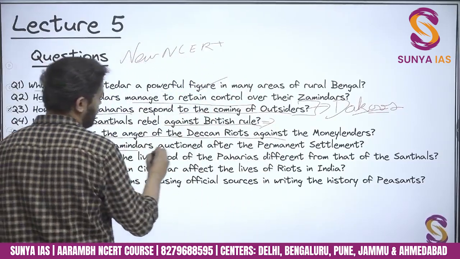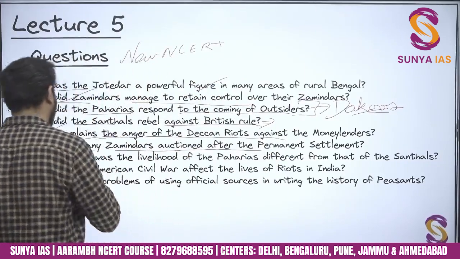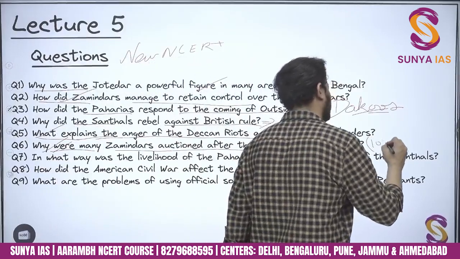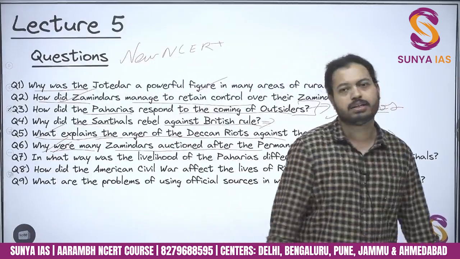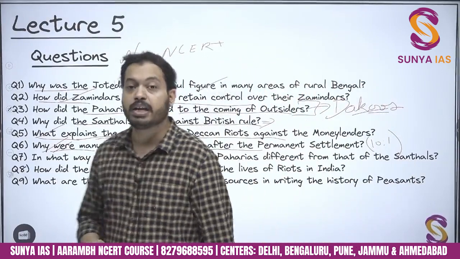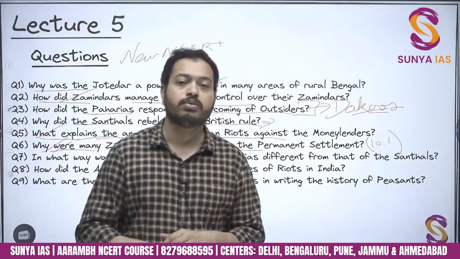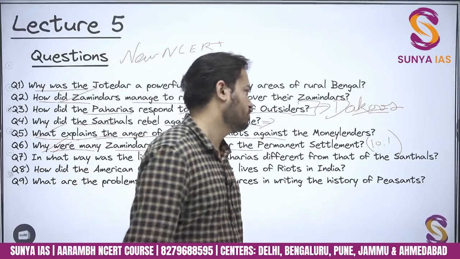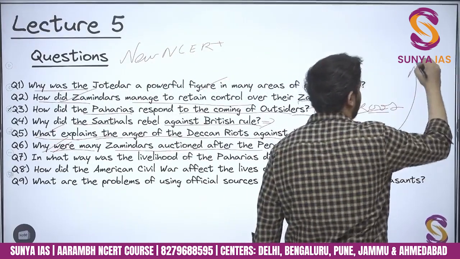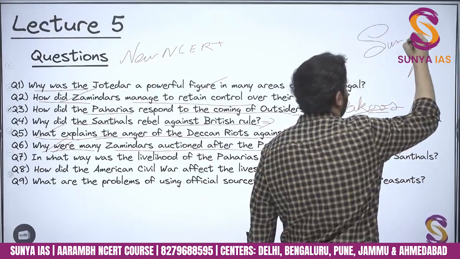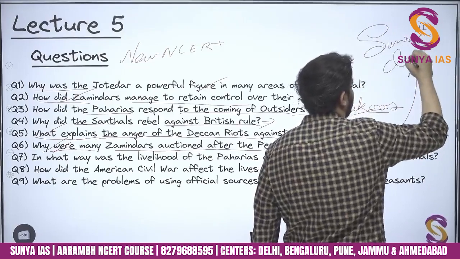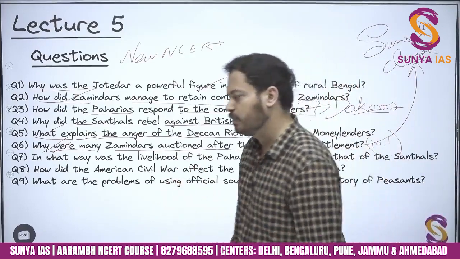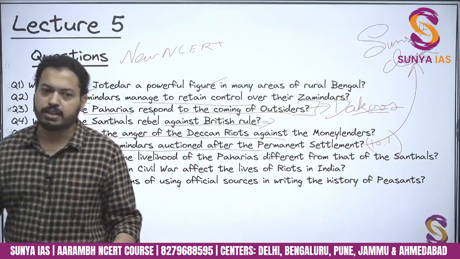Why were many zamindars auctioned after the permanent settlement? Because the revenue demand was fixed in a ratio of 10:1, and effectively zamindars were not able to collect the amount of revenue which they were expected to collect. And it's not mentioned in your NCERT, but there used to be a sunset clause, and as per the sunset clause, it was stated that on the defined day, if the zamindar was not submitting the revenue by the evening, by the sunset, his property was taken over.